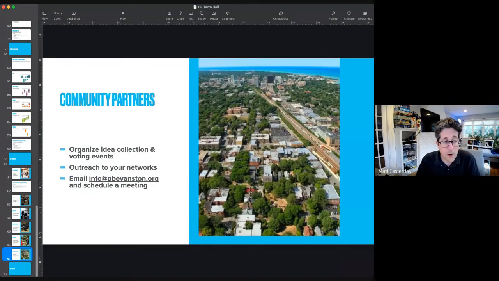And then if you're part of an organization, you can also join up as a community partner to help facilitate events and get the word out.